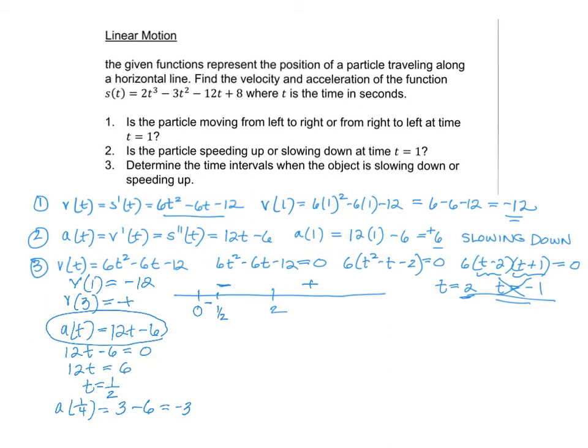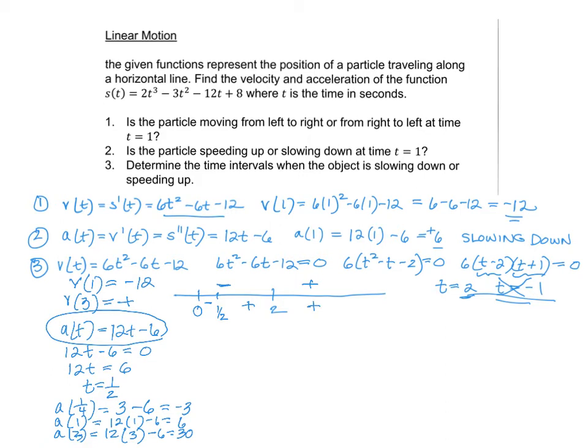Let's try a value between 1/2 and 2. Let's try 1. So if I take a of 1, I get 12 times 1 minus 6, which is positive 6. So it's positive between 1/2 and 2. And now let's pick a value bigger than 2. Let's try 3. If I do 3, I get 12 times 3, which is 36, minus 6, which is still a positive value.